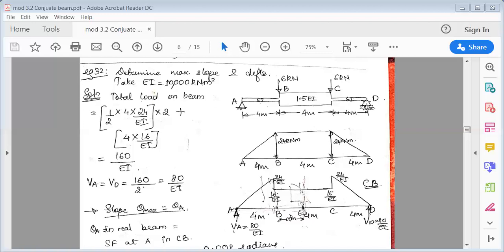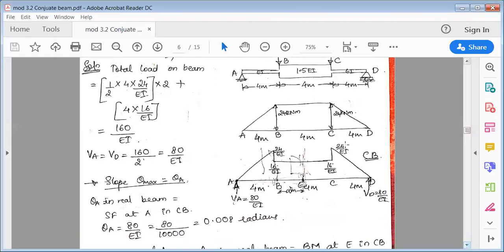Similarly, at D it is 0, and at C we'll use the same logic. At D the reaction is 6 kilonewton, and if you see to the right side of C, it's going anti-clockwise. Right side anti-clockwise is positive, so it is 6 into 4, 24. So this is 24 kilonewton meter. Both are 24, so we'll join them like this. This is only the bending moment diagram, but we are more interested in the M over EI diagram along with the conjugate beam.